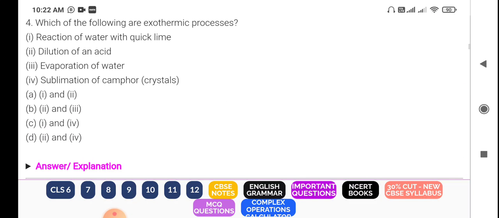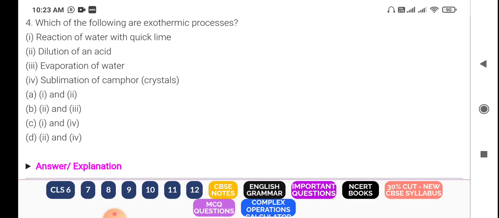Next, which of the following are exothermic processes? Here it is also given just like the third problem. First statement, reaction of water with quicklime. Second, dilution of an acid. Third, evaporation of water. And fourth, sublimation of camphor crystals. Four options are given: A, first and second; B, second and third; C, first and fourth; and D, second and fourth. So we have to find out which are the exothermic processes, in which energy is evolved.